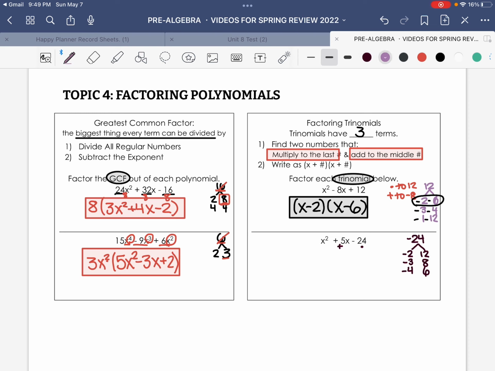And then I'm going to check these. I want it to add to 5. Negative 2 plus 12 is 10. Nope. Negative 3 plus 8, that's 5. And there you have it.